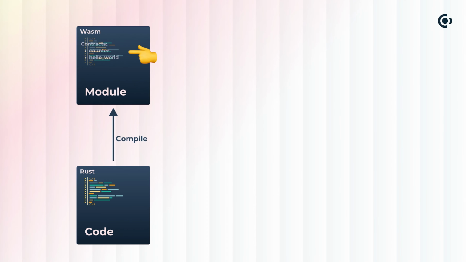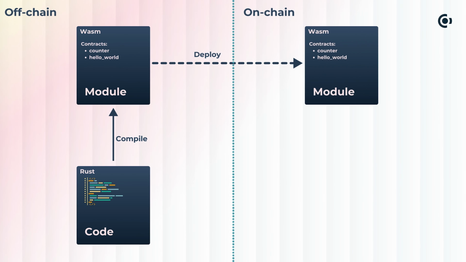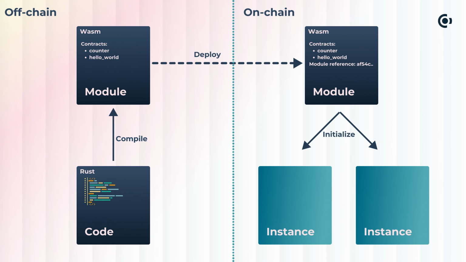There can be one or more contracts per module. The Wasm module is then deployed to the chain, where a smart contract module is identified by its module reference, which is a hash of its contents. Once deployed, you can create multiple instances from the same contract in a deployed module.